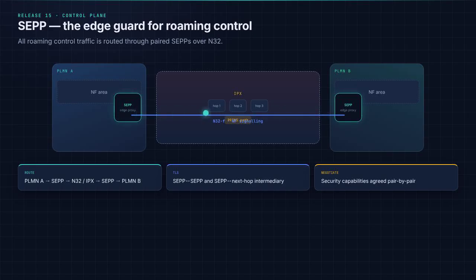One misconception to kill early. The SEPP story in Release 15 is about control and service-based signaling between PLMNs. It is not automatically a full story for user plane packets. We will return to that second lane later. For now, the control lane finally has a named guard.